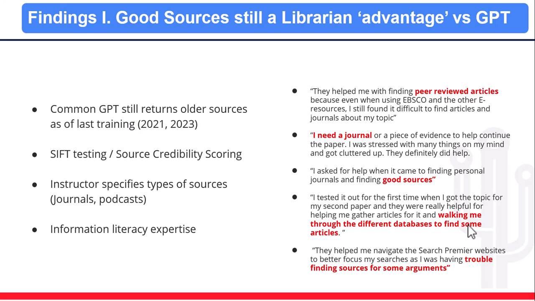Where are the librarians of great student support? This is older sources as of the last training, true up to GPT-4, and we'll see how things change. When I say GPT, I'm really talking about ChatGPT. SIFT testing and source credibility scoring, GPT did not help with that. So this was still a factor: the librarians, LibGuides, librarian instruction reinforcement, and all the English 102 outcomes that I cohabitate with the librarian goals were not being replaced.